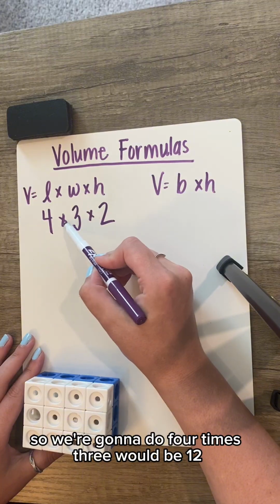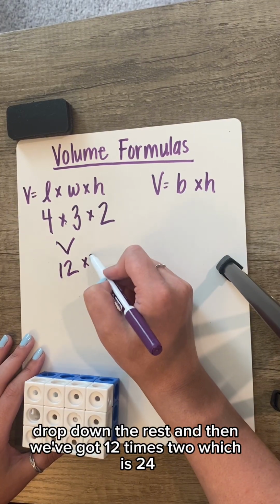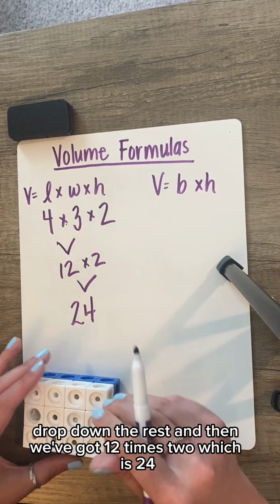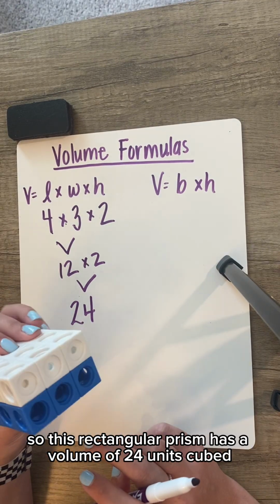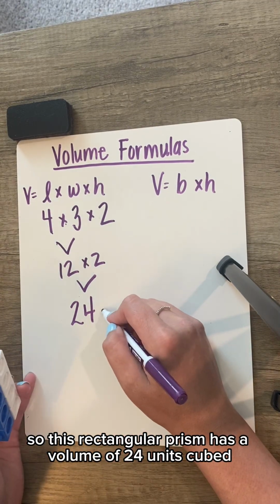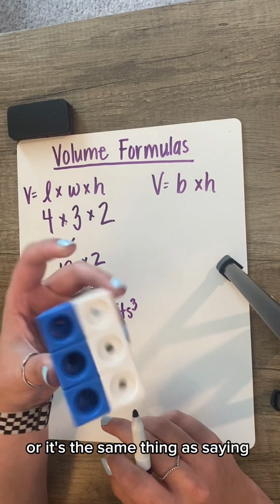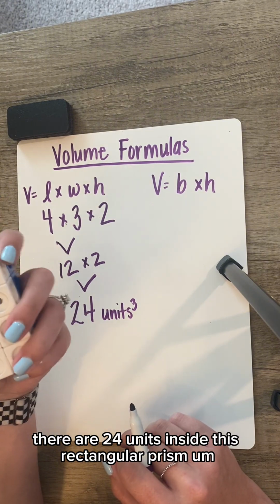So we're going to do 4 times 3 would be 12. Drop down the rest. And then we've got 12 times 2, which is 24. So this rectangular prism has a volume of 24 units cubed. Or it's the same thing as saying there are 24 units inside this rectangular prism.